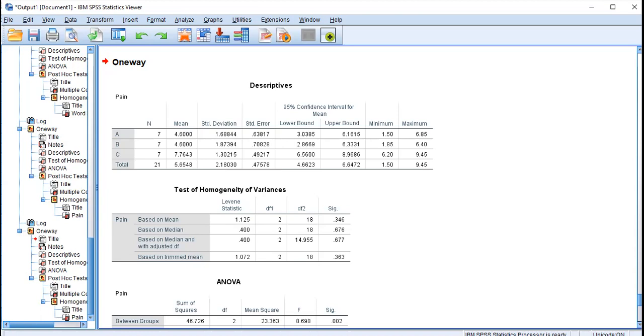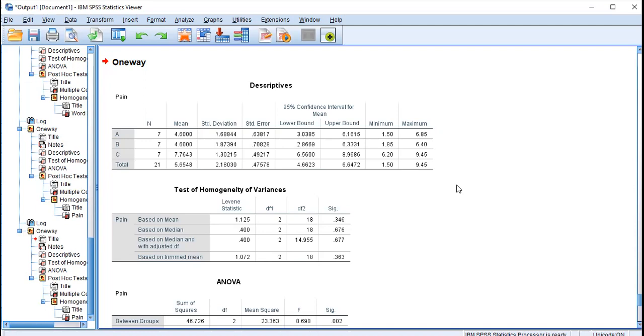Question C was talking about the equality of variance. Is there equality of variance or not? For that, what we need to basically look at is the data first, and then move for the analysis. Now, if you look at A, B, and C, the number of people who were given drug A, B, and C is 7 each. And then the mean is 4.6 for A and B, and for C it is 7.76 something. So A and B drugs have the same effect, whereas for drug C the pain level is higher.